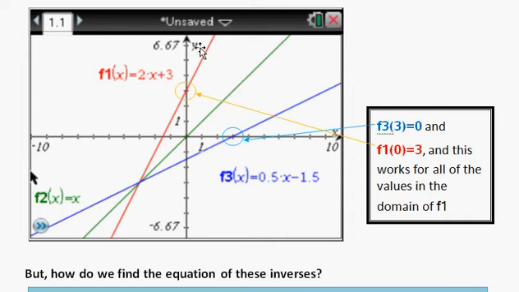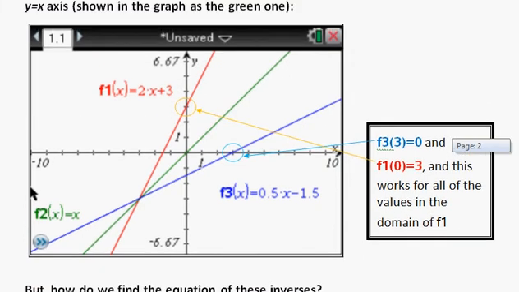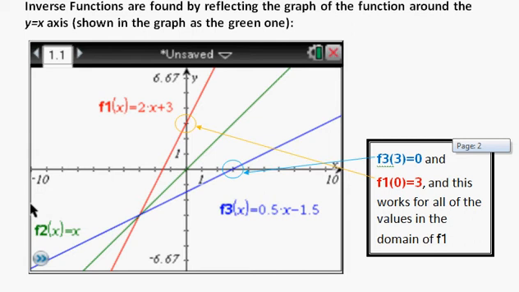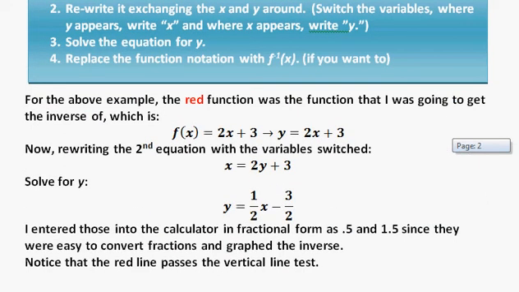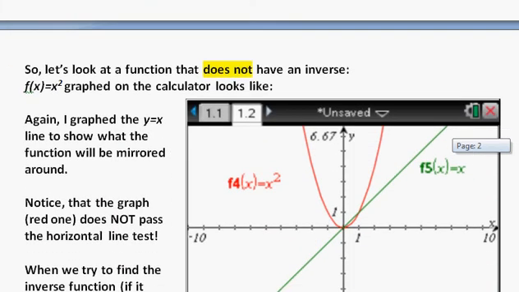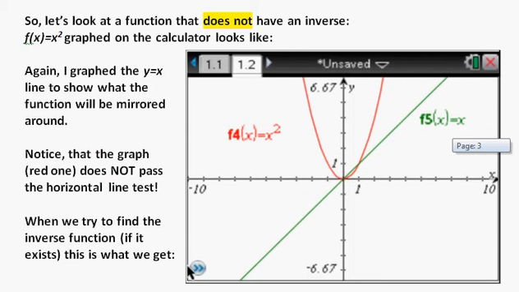Now that horizontal line test tells us that the function has an inverse. If it does not pass it, in other words, if it crosses it in more than one spot, then it does not have an inverse. So I'm going to show you what some look like. Here's a function that does not have an inverse.